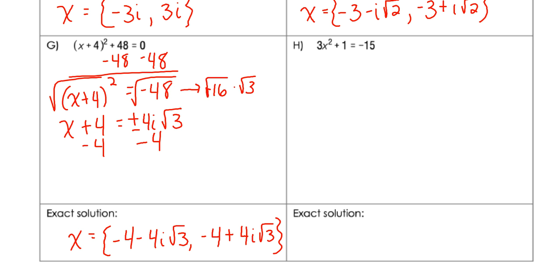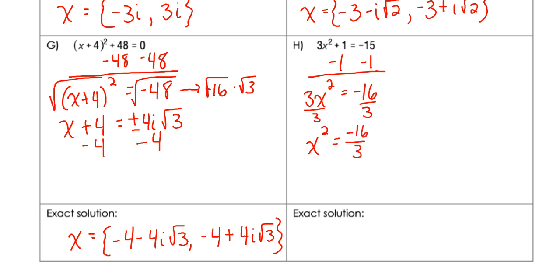Okay, let's look at one last example here. So subtracting 1 from both sides, we get 3x squared equals -16. So we have to divide by 3 here. So I would get x squared equals -16 thirds. Since I've isolated my squared term, I'm going to square root both sides. And then it gets a little tricky here.